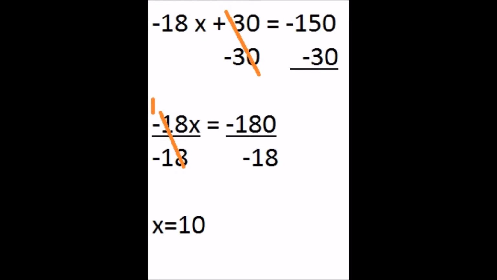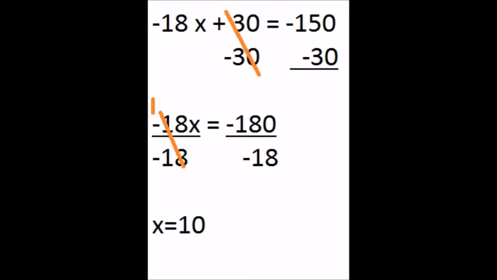So the first thing we're going to do is look at the plus 30, and we're going to do the inverse operation of plus 30. The inverse operation would be to subtract the 30 from the 30, which gives us a 0. So that cancels itself out. But what we do to one side, we have to do to the other. So we're also going to subtract the 30 from the negative 150. When you have two negative numbers, you add them and they become a bigger negative. So you end up with a negative 180.